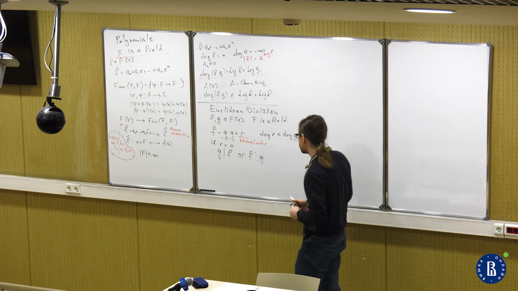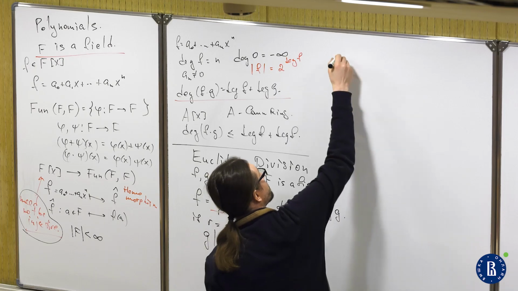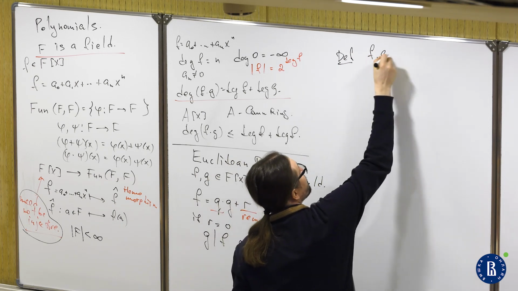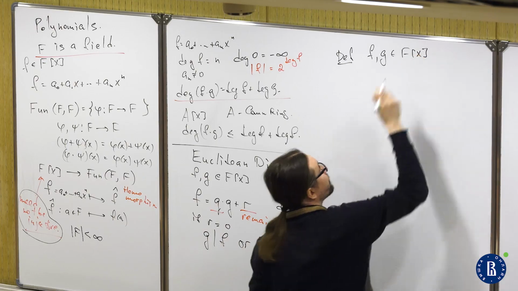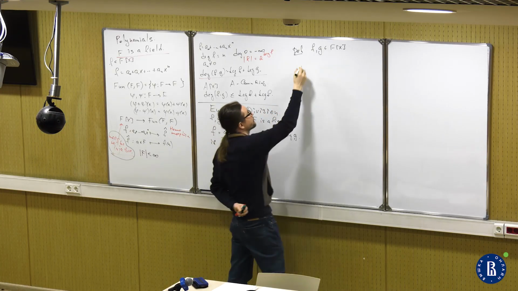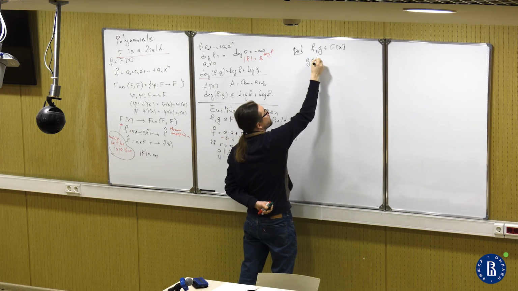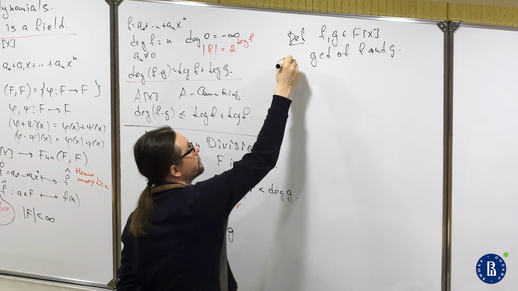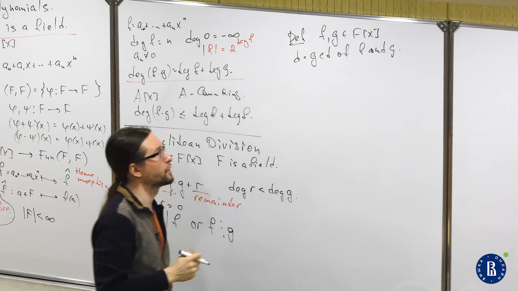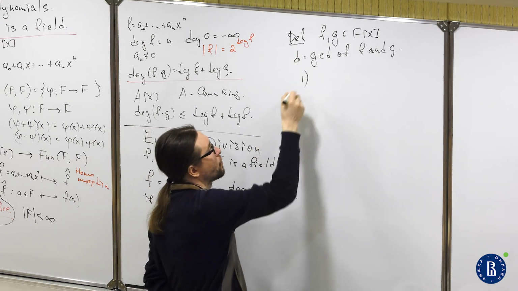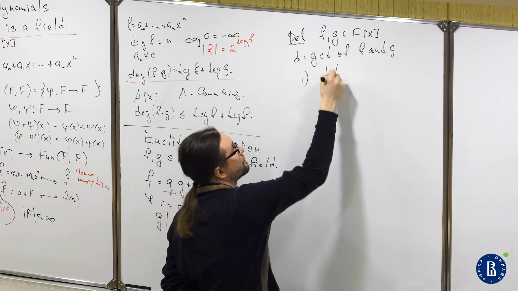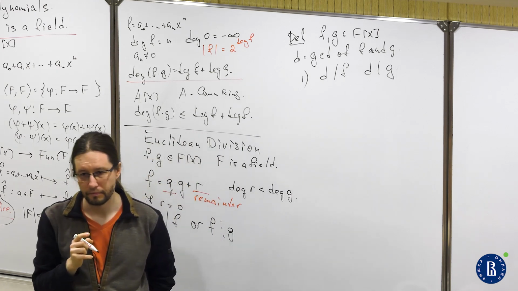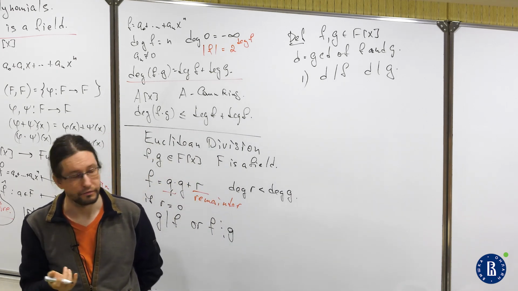Okay, GCD. Let me define the GCD formally here. Suppose we have two polynomials. Now, what is the greatest common divisor? The GCD, let's say D, is the polynomial with the following properties. Property number 1: D must divide F and G. So it's a divisor of these two guys.